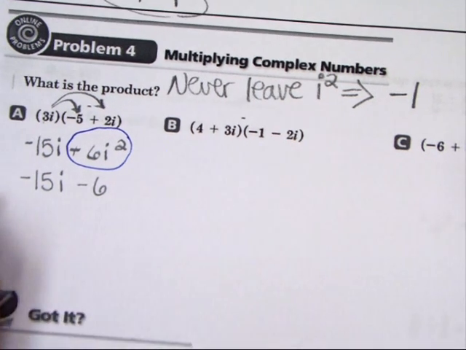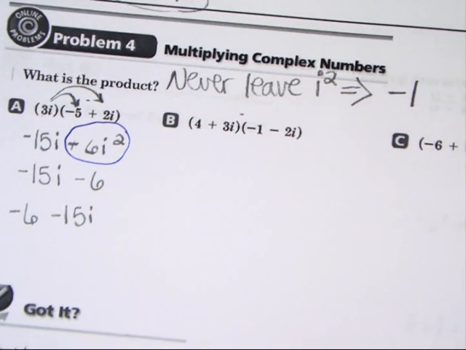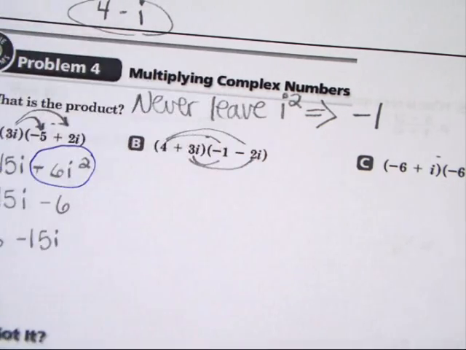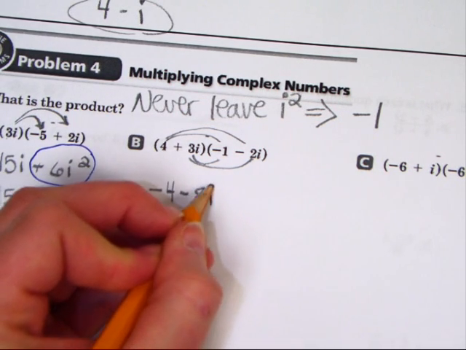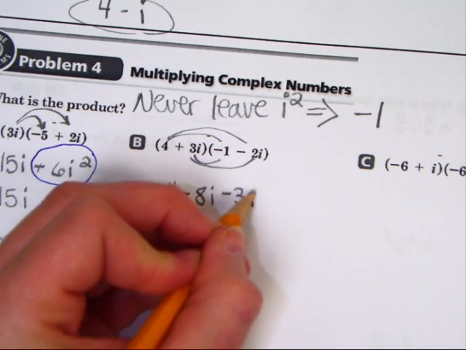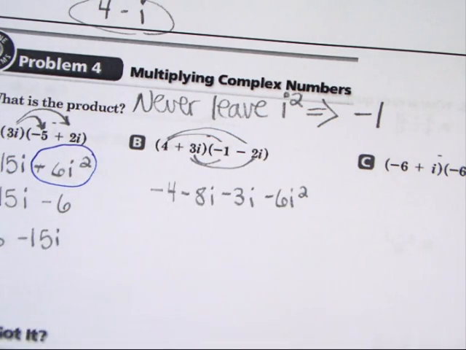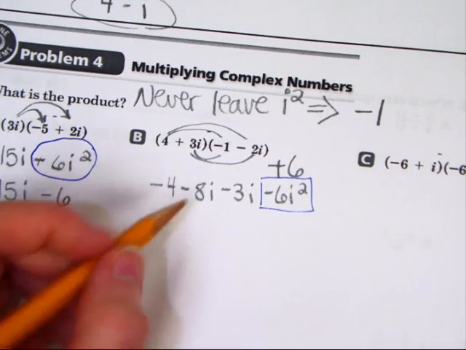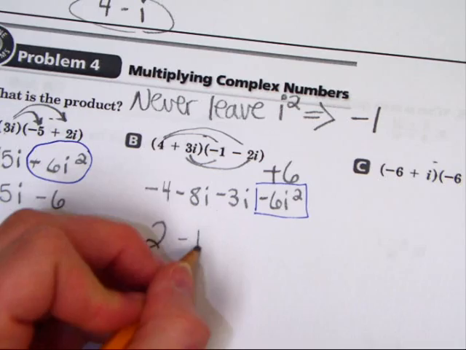Now if you really wanted to be technical, I think usually we put the regular number first. It's not a big deal. Let's go ahead and distribute on part B. 4 times negative 1 is negative 4. 4 times negative 2i is negative 8i. 3i times negative 1 is minus 3i. And 3i times negative 2i is minus 6i squared. You will never leave an i squared, you simply make it a negative 1, which turns this into a plus 6. So now we will combine. Negative 4 plus 6 is 2. Negative 3i and negative 8i makes negative 11i.